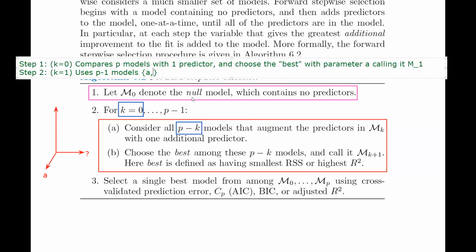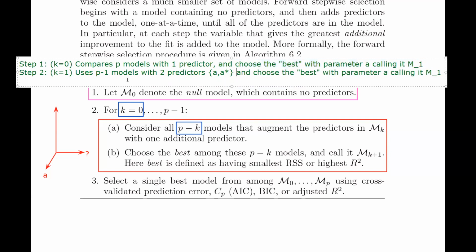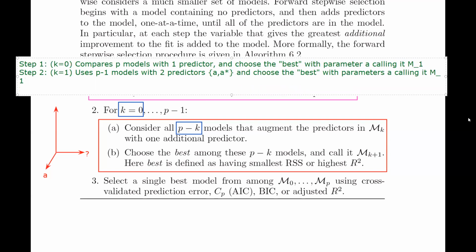Hopefully I'm doing a good job of explaining this. So it uses p minus 1 models with two predictors, A, and everything except A. I'll just do it A asterisk. So I'm just using A asterisk to be a second predictor that isn't A. And choose the best with parameters, this time, for example, A and B. And now this is your second model.